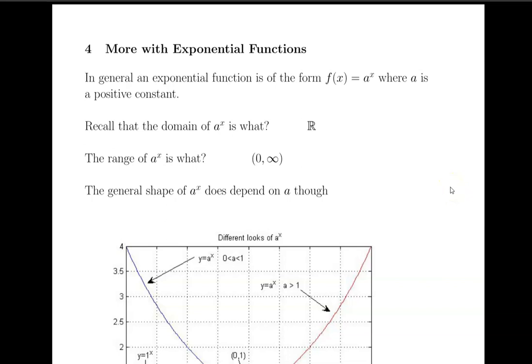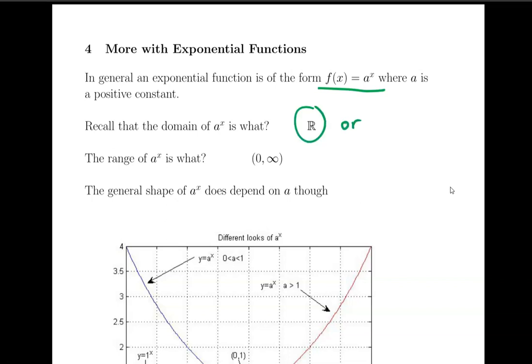Okay, so now we're going to go to section 4 again, still review, just a little more detail with the exponential stuff that we mentioned before in, whatever it was, section 2, I think. So again, an exponential function is of the form a to the x. The reason it's exponential is because the variable is in the exponent, okay? Again, the domain is, that's the symbol for all reals.